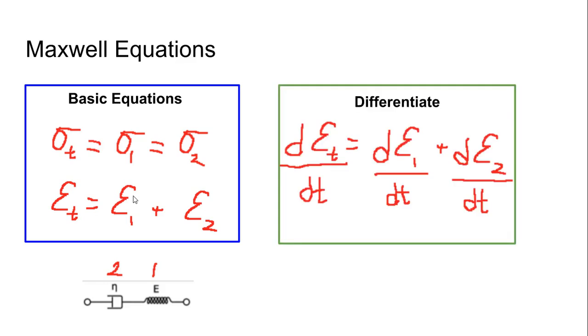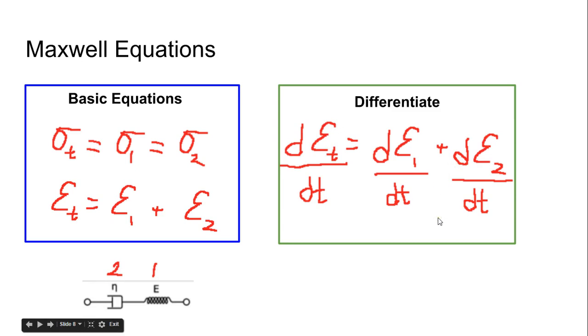Now, in terms of generating the full equation to represent the strain, we have to take the basic equations a bit further. First, we're going to differentiate this equation. We're going to say the rate of change of this property with respect to time, right? So here we have the derivative of the total strain with respect to time, and we did the same for the other two, right?